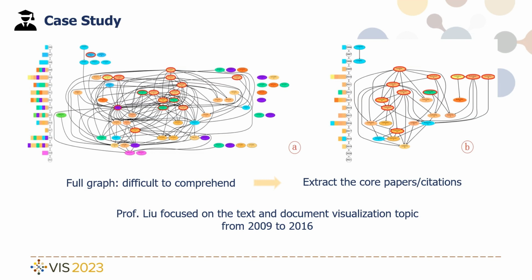We find that it is quite difficult to comprehend the full graph initially. Using the functionality of GF analytics, we extract the core papers and citations of her GF graph, and remove the survey papers which lack extend-type citation links. The resulting GF graph indicates that Professor Li focused on the text and document visualization topic from 2009 to 2016.